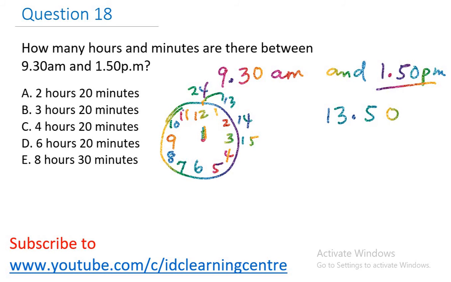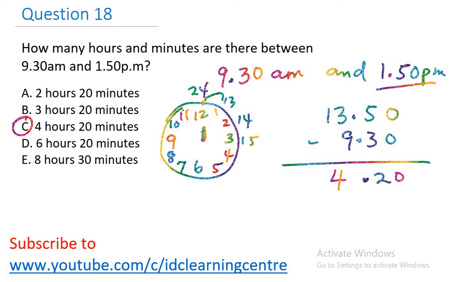Since they said between, that's subtraction, minus 9, 30. 15 minus 30 is 20. 13 minus 9 is 4. So the answer is C, 4 hours, 20 minutes.